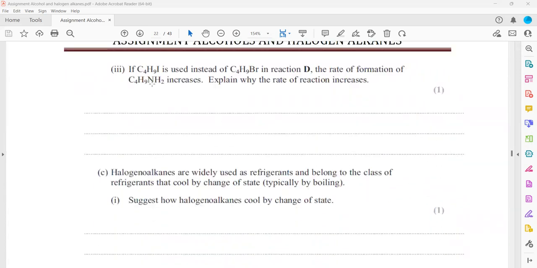Then if C4H9I is used instead of C4H9Br in reaction D, why is the rate of formation faster? Because the C-I bond is weaker, the carbon-iodine bond is much weaker than the carbon-bromine bond. That's why this reaction occurs at a faster rate.